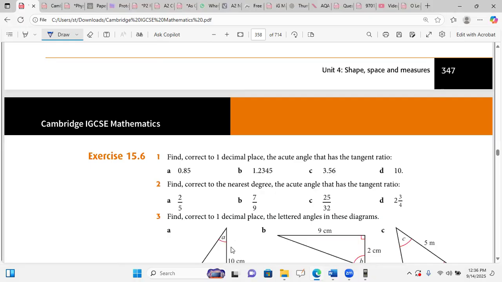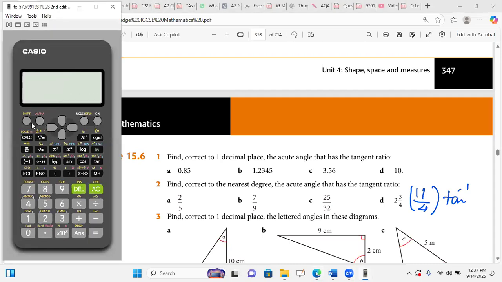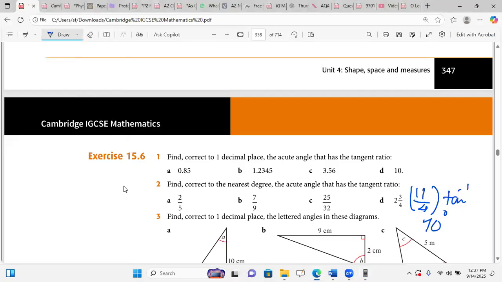In the second question, he is saying find the correct nearest degree for the acute angle of the tangent ratio. So we will say here, for example, you can take tan inverse 7 by 9, tan inverse 25 by 32, tan inverse 4 by 8, 3, 11 by 4. I'm doing this for the last one, 11 by 4, and I am applying tan inverse. So tan inverse 11 by 4. Shift tan, fraction, 11 over 4, bracket close, equals to 70.01 or 70.2, or rounded off, I will say here 70 degree will be taken into account.